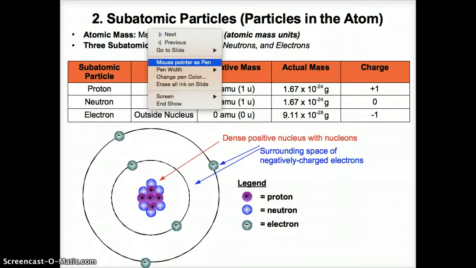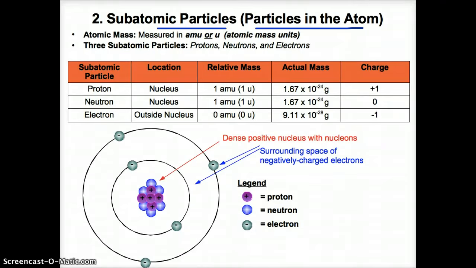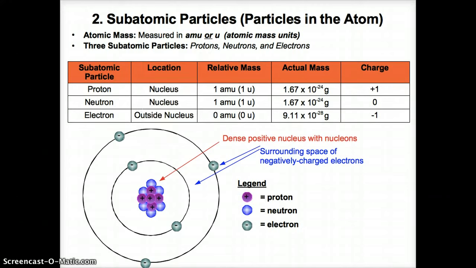So next, let's discuss subatomic particles, or particles that you find inside the atom. The three subatomic particles are protons, neutrons, and electrons. And the masses of each of these three subatomic particles and the mass of an atom, known as the atomic mass, are both measured in AMU or U, which is short for atomic mass units.